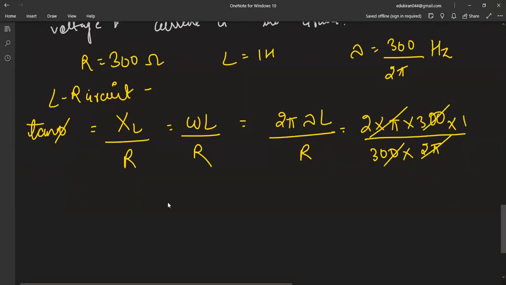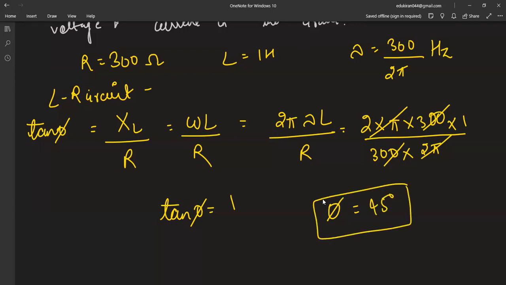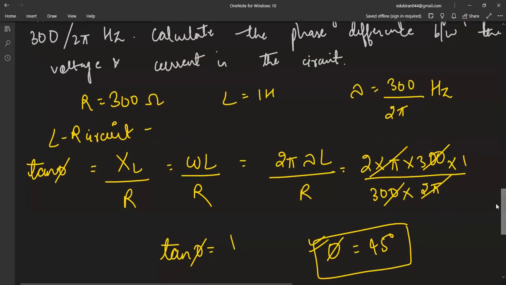What should be the answer now? If tan phi is coming 1, what is the value of phi? Tan theta, when your tan theta is 1. Correct. 45. Yes, very good. So the phase angle is 45 degrees. Write it down, then we will discuss the questions which Tari has.